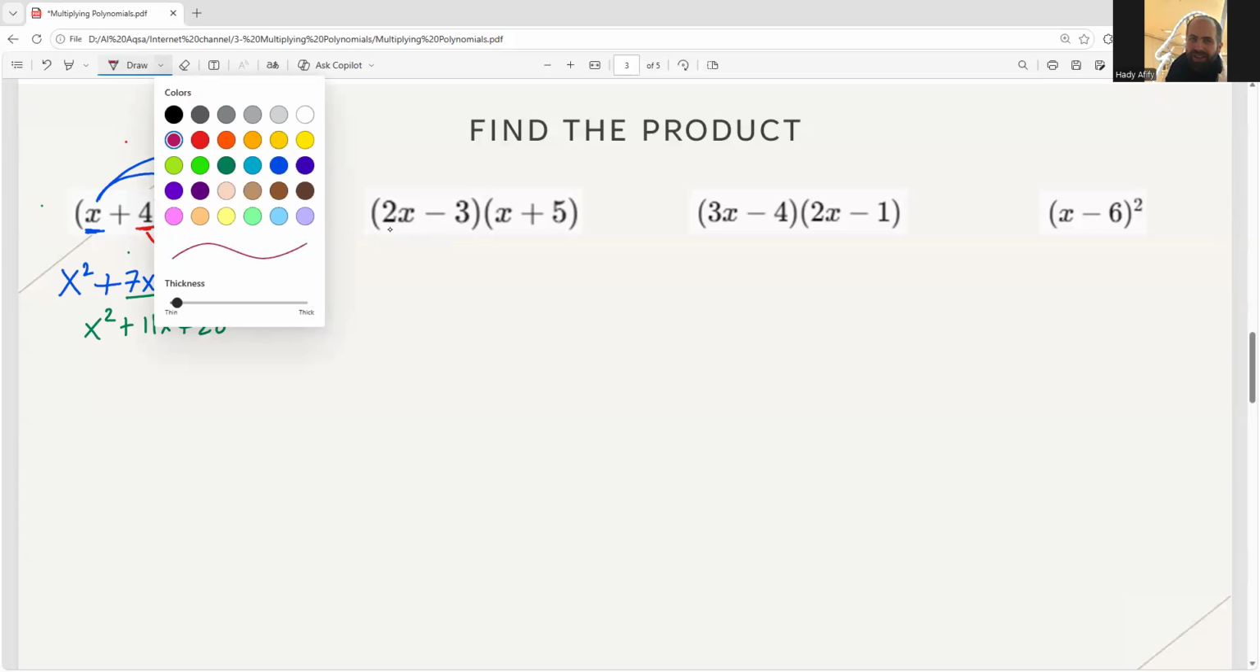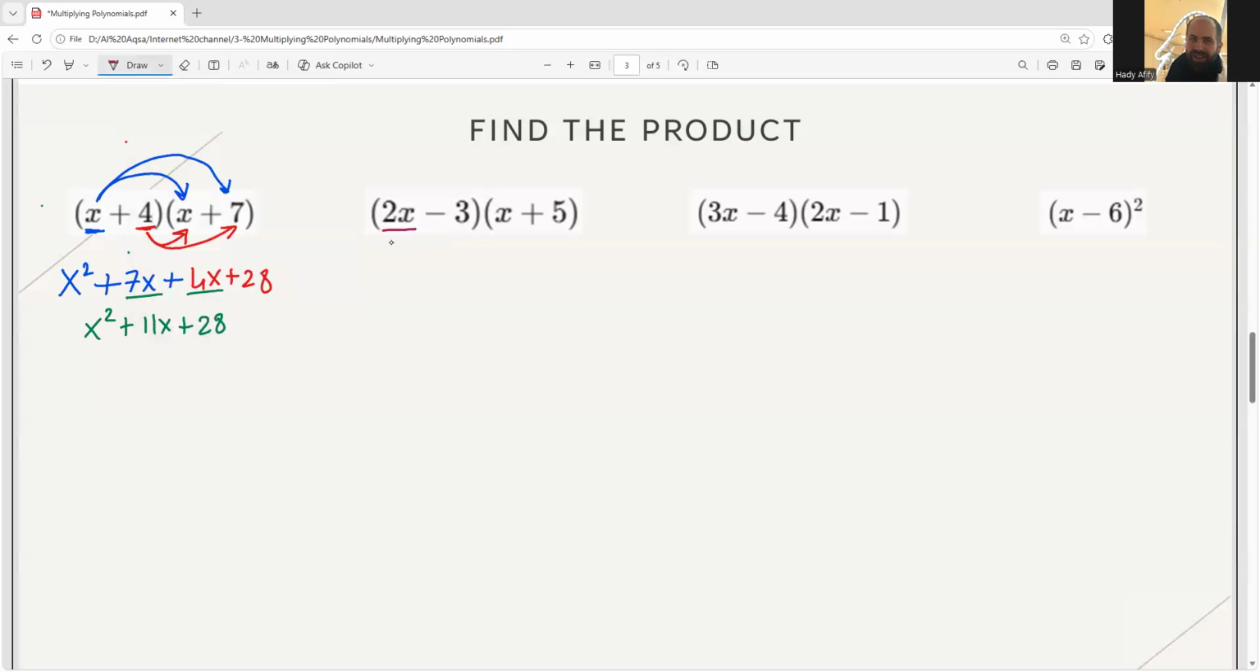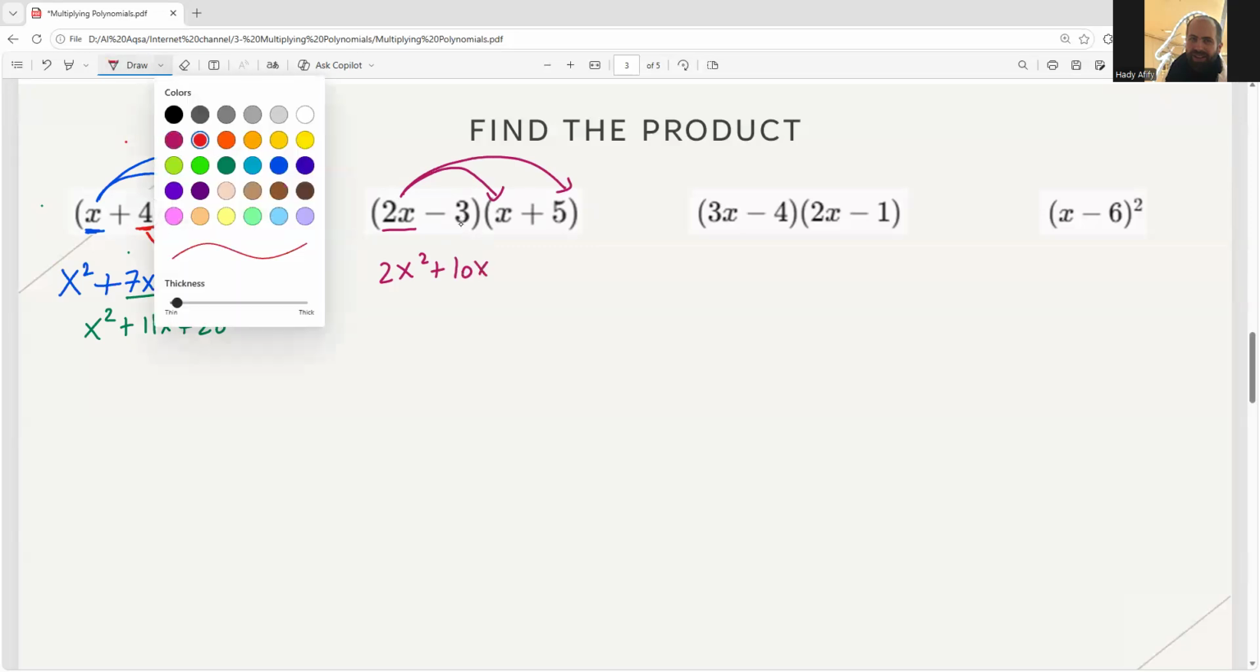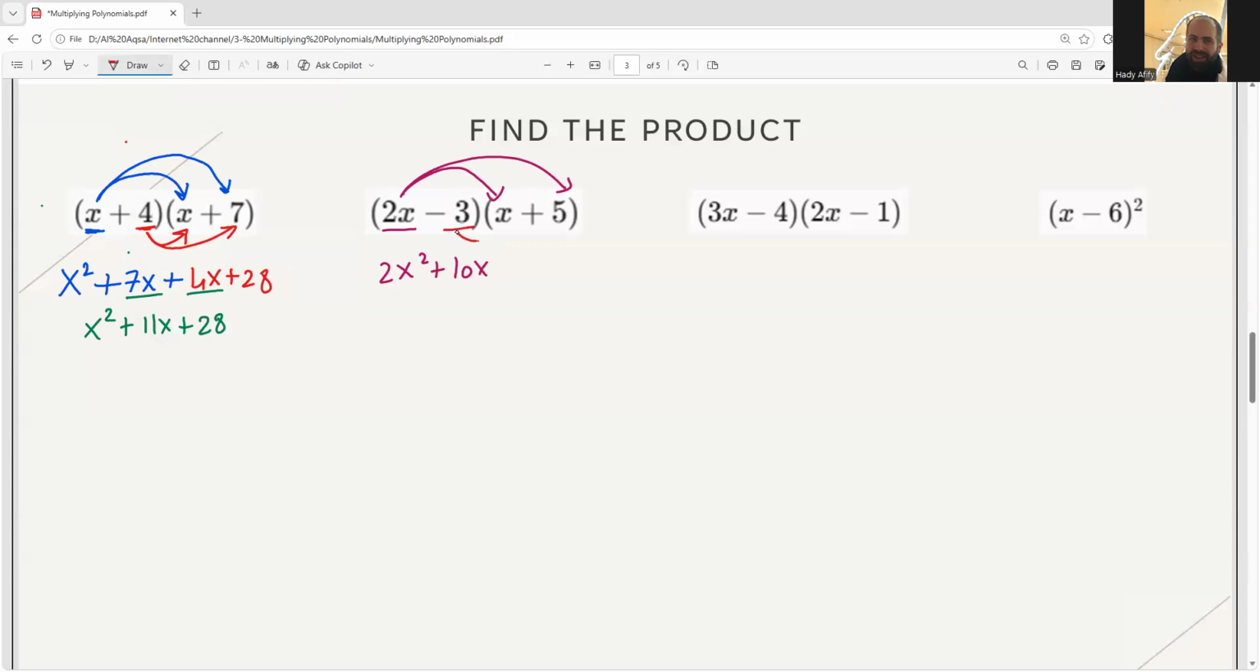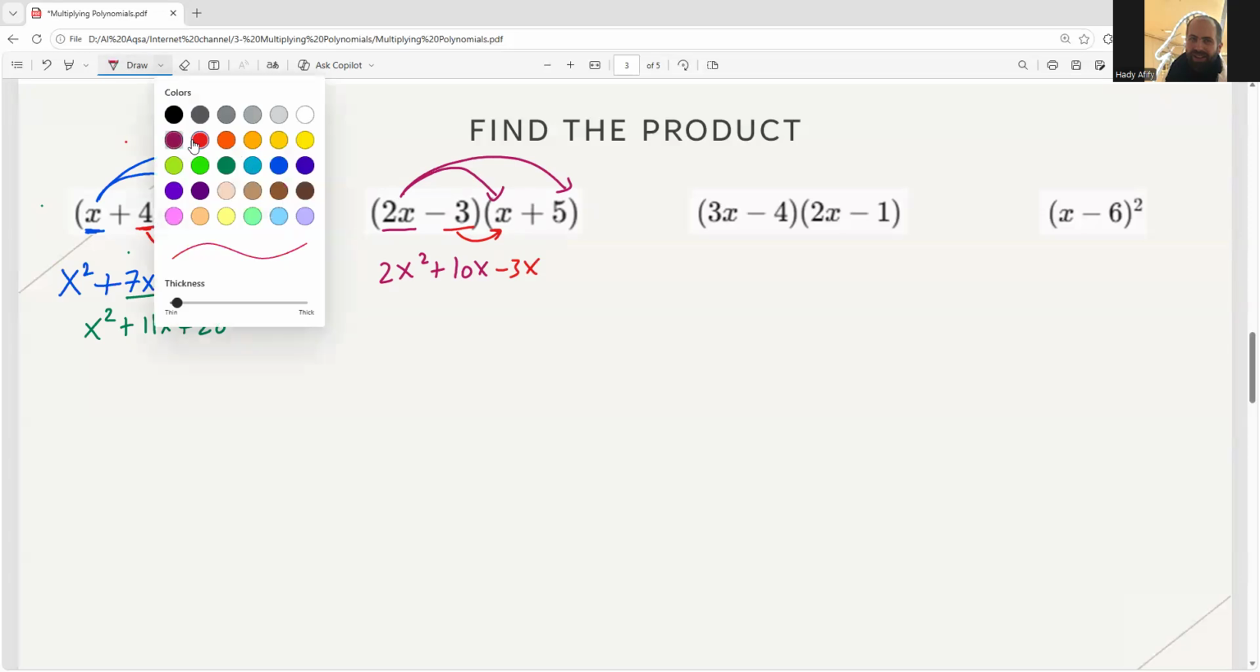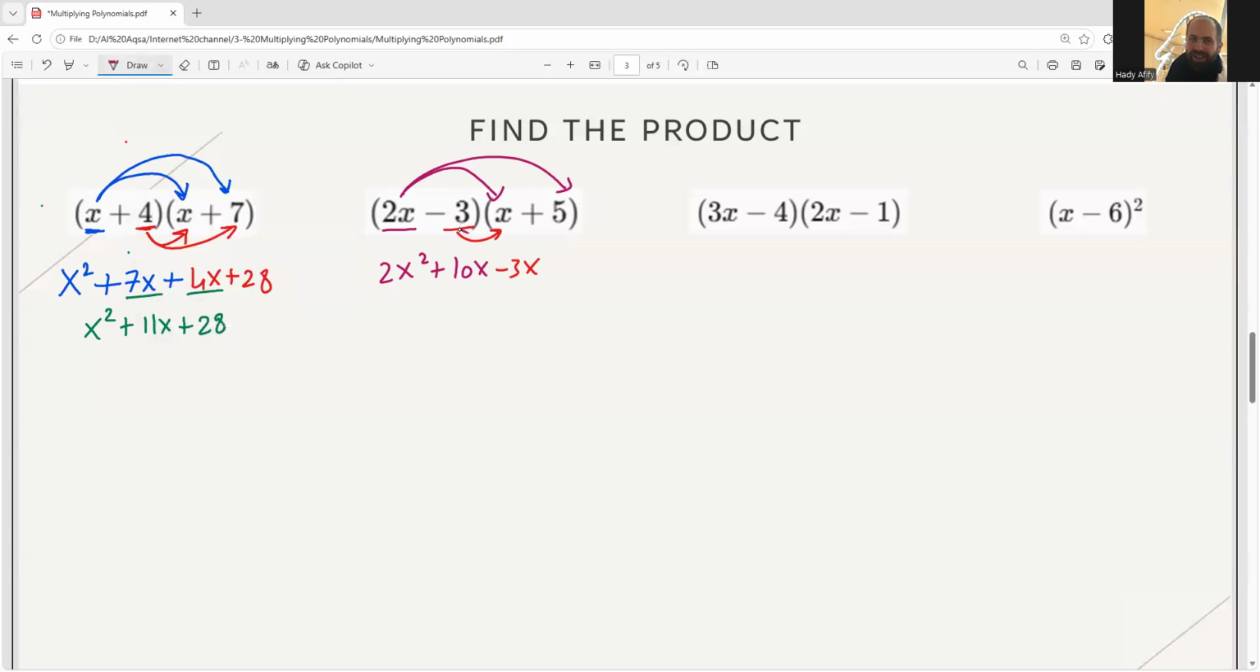We're going to do the same thing with the second question. Multiply the first by the first. 2x times x will be 2x squared. Multiply the first by the second. 2x times 5 will be 10x. Negative 3 multiplied by x will be negative 3x. And then I have negative 3 multiplied by 5, which will be negative 15.